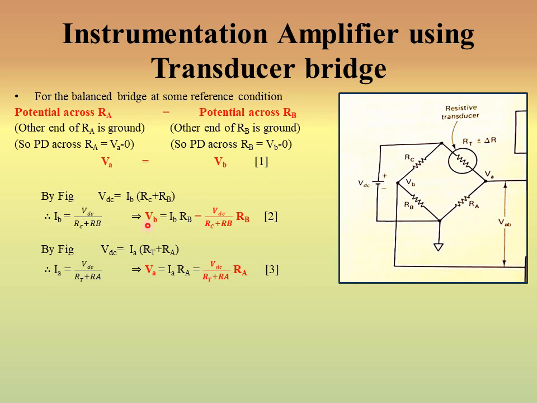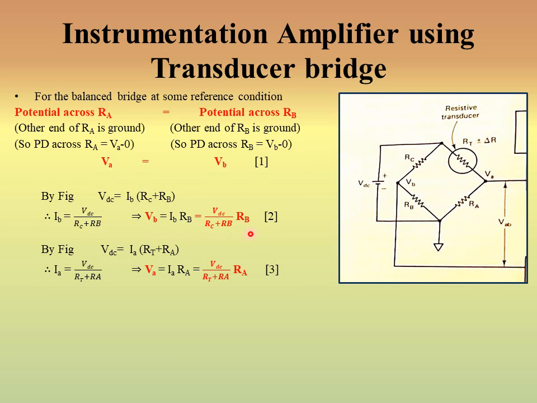Now if we calculate VB, what is VB? VB is the current flowing in RB times RB. So we can write IB into RB. Putting the value of IB here, we get VDC upon RC plus RB, into RB. This becomes equation 2, and this is VB.